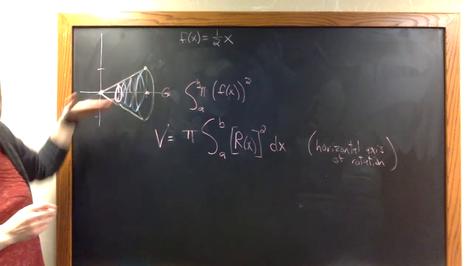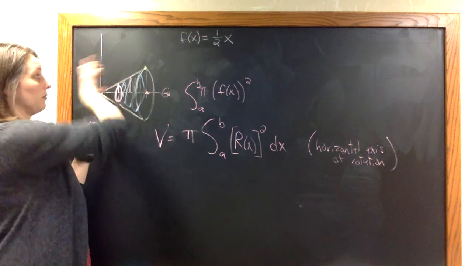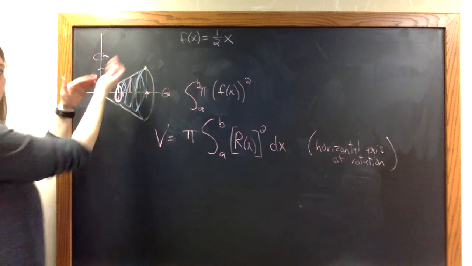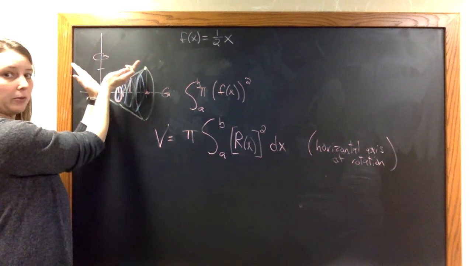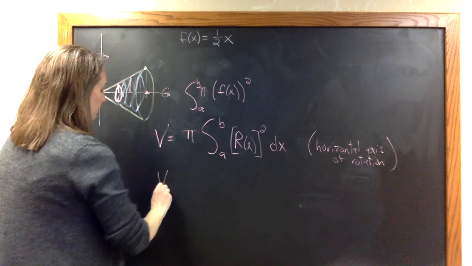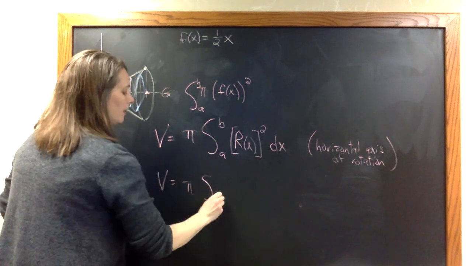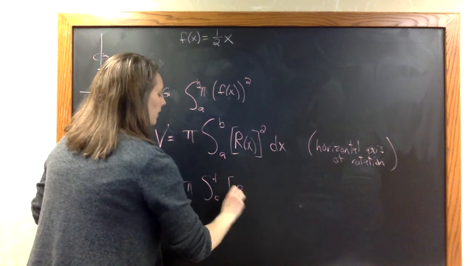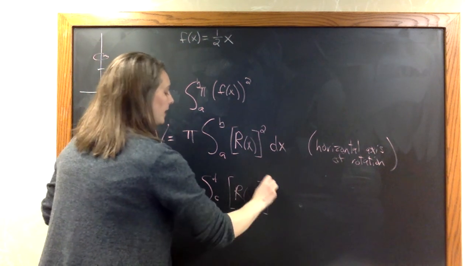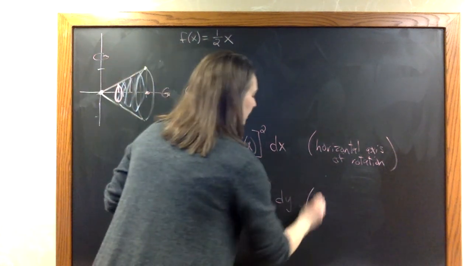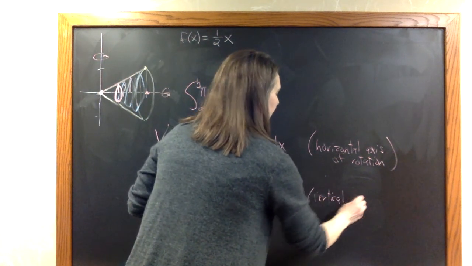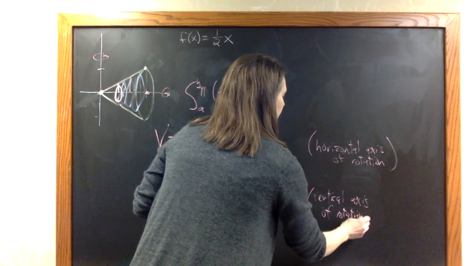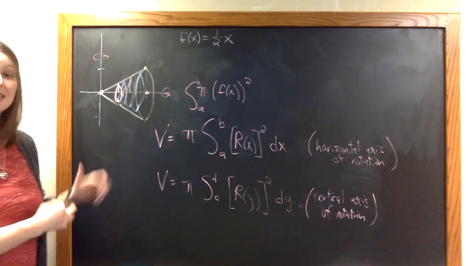If you have a horizontal axis of rotation, which is what we had up here, we were rotating around that horizontal line. If you take this and revolve it around a vertical axis of rotation, so if I had asked you to rotate around this, that would create a kind of cone shape over here, the formula does not change, except we have to be in terms of y instead of x. So we do r of y squared dy, and that is for a vertical axis of rotation. Again, this is called the disk method.